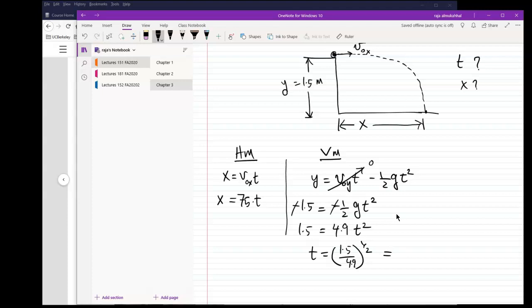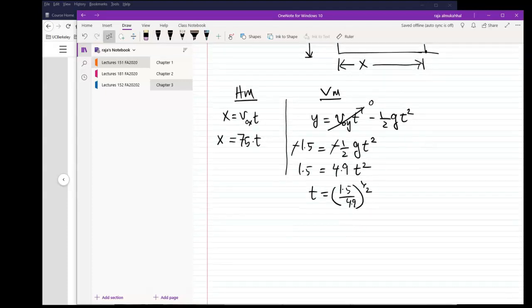I have my calculator with me here. I hope you are calculating with me. And we would calculate that. That would be 1.5 divided by 4.9 to the power of 1/2. And that's equal to 0.5. I'll write it down here. So the time here is equal to 0.553 second. There we go. This is the total time of flight.